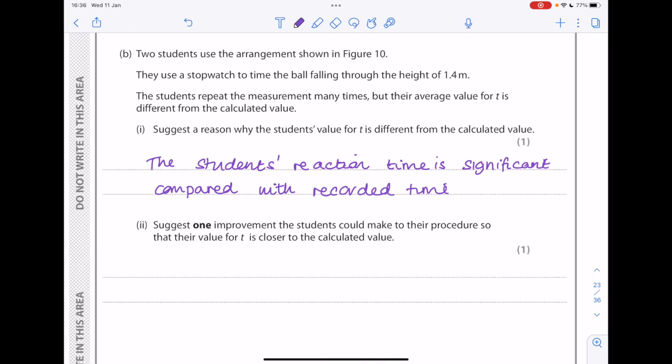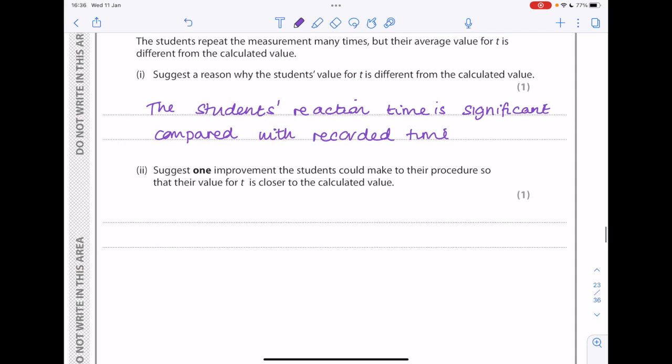Suggest one improvement that students could make to their procedures so that their value for t is closer to the calculated value. I would use light gates.